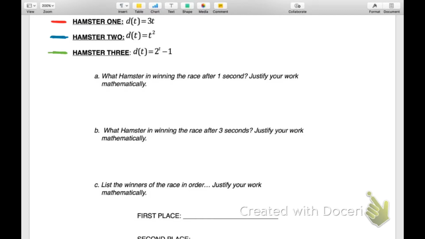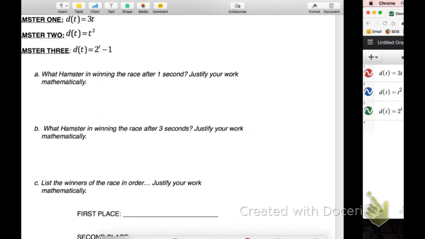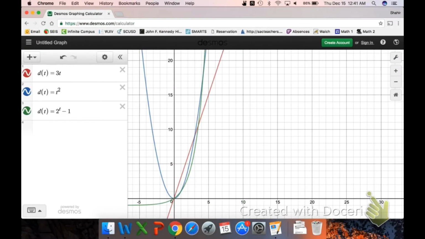So in decimals, my hamster 1 will be red, my hamster 2 will be blue, and my hamster 3 will be green. Okay, so jumping over to decimals, our graph should look like this. Right, so we have one exponential, we have one parabola, and we have one that's linear.